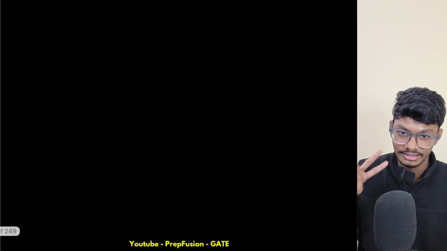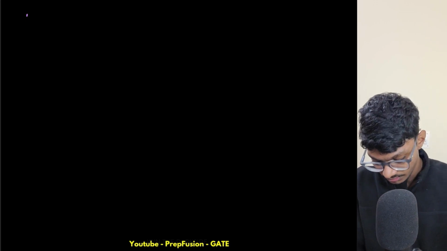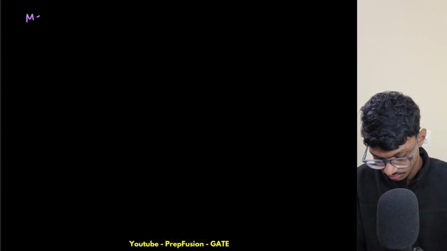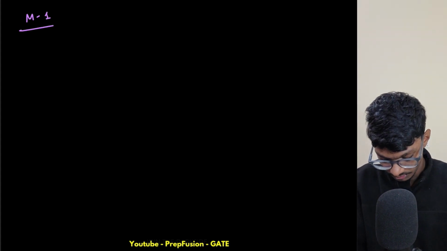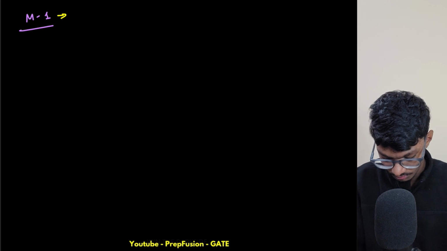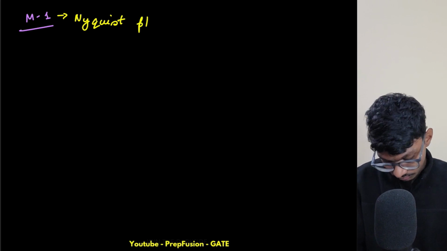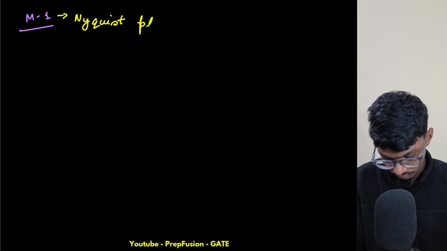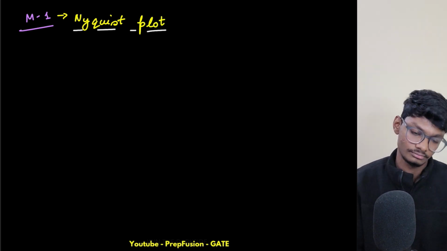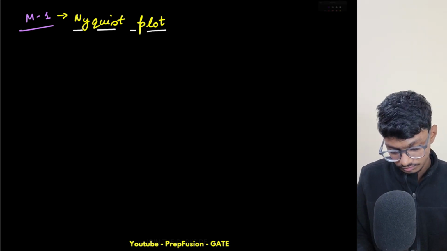So what you can do, there are two methods to this. Now we obviously will use the Routh method also and this method also. So method one is simple Nyquist plot, right? Nyquist plot.